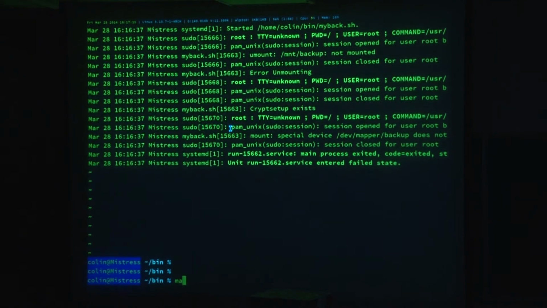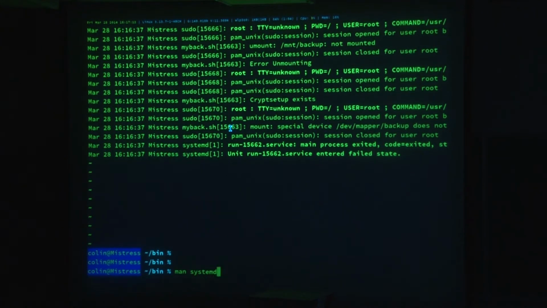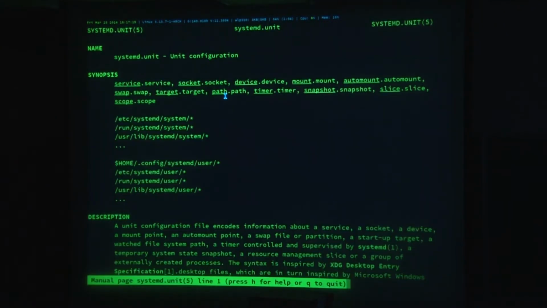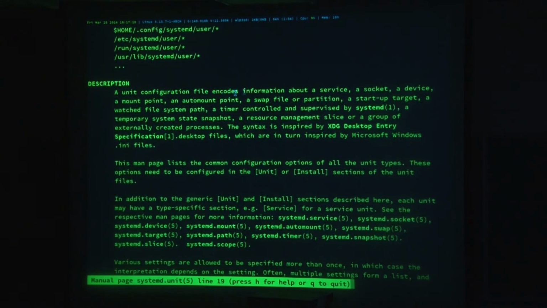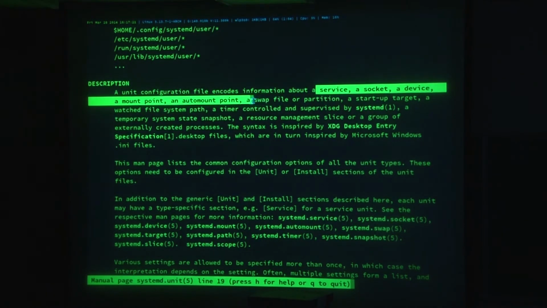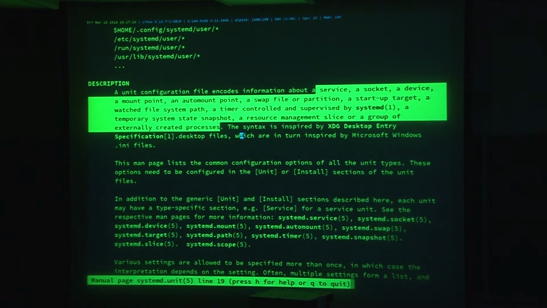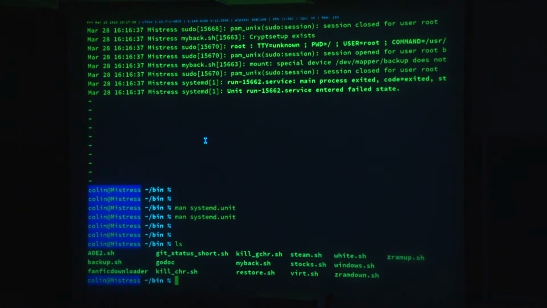Secretly, all these services are actually just extensions on these things called systemd units. So a systemd unit is, I'm literally going to read this to you: a service, a socket, a device, a mount point, an auto mount point, a swap file, a partition, a startup target, a watch file system path, a timer, a temporary system state snapshot, a resource management slice, or a group of externally created processes. So basically, you can do a lot of things with systemd units.